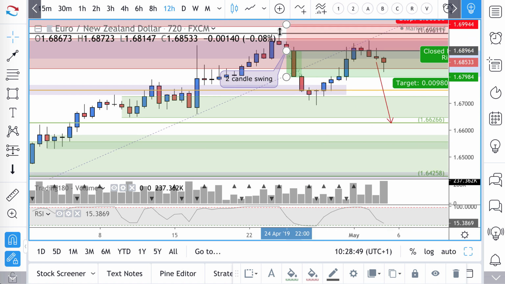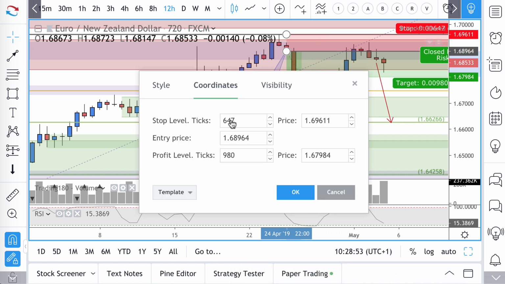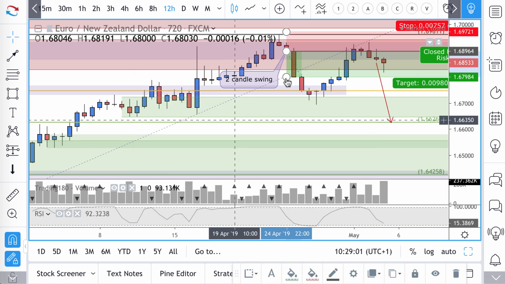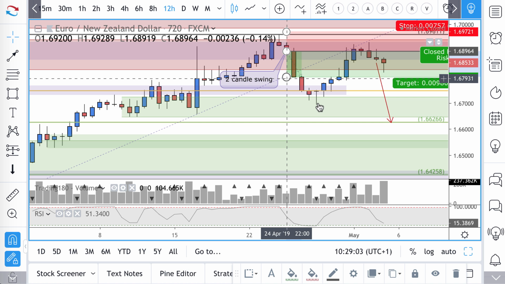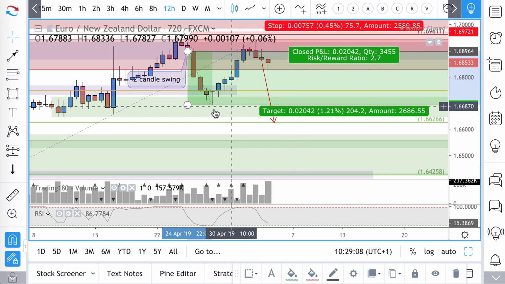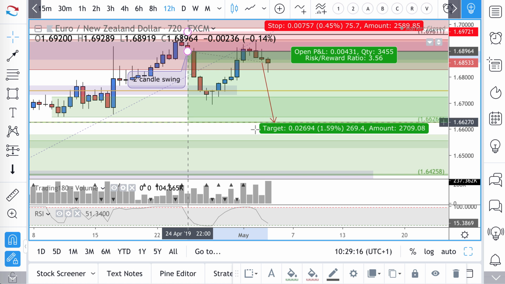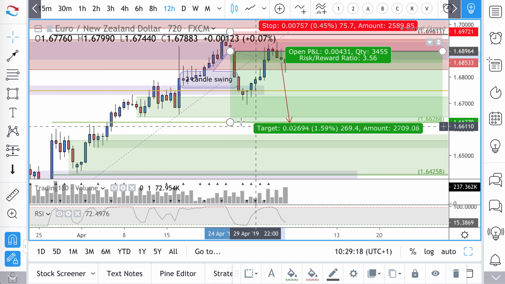Stop was around, I think, about 10, 15 pips above that level. So 64, and I think I did about 10 pips, so 74. Let's just say 75. So that was the risk reward. We ended up coming down to a maximum of about 2.7 to 1. But I think the 50% level represents a decent risk reward on the second position.